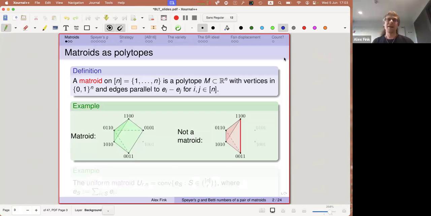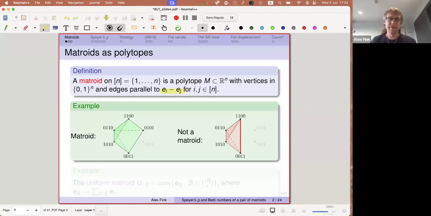This is a lesser used definition of matroid, but it's one I like to say: a matroid is a certain kind of 0-1 lattice polytope, namely a type A permutahedron among those. So it should be a polytope. The ground set is 1 through n, say. Then it's a polytope that lives in R^n, with vertices being 0-1 vectors, and all edges parallel to some difference of 2 standard basis vectors, e_i minus e_j.